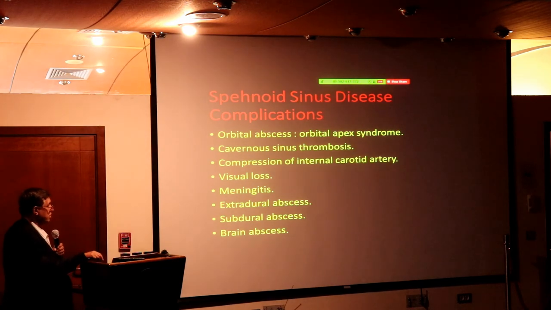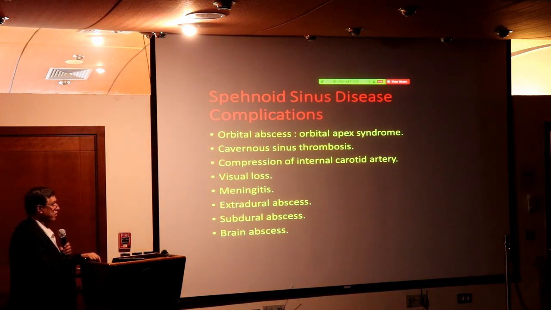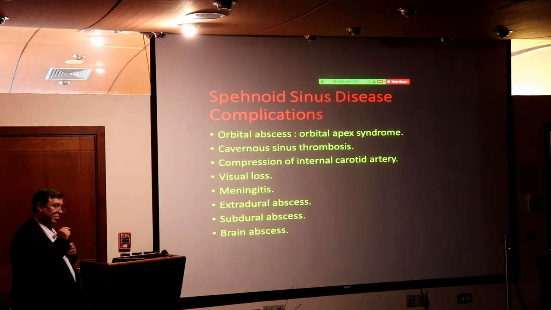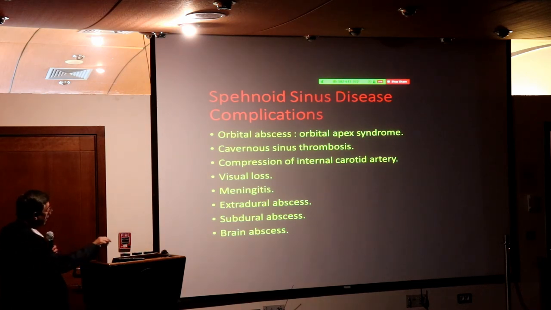So what are the complications? Why are we presenting this? Because of fear of complications, because of fear of somebody missing the diagnosis and not being careful enough, because common is common. Rubbish. Common is common in the eyes and the hands and minds of very superficial people who are not thinking, who should not be in the medical field, actually. Complications: orbital abscess, cavernous sinus thrombosis, compression of the temporal artery, visual loss, meningitis, extradural abscess, subdural abscess, brain abscess.